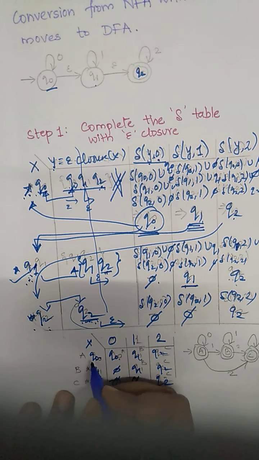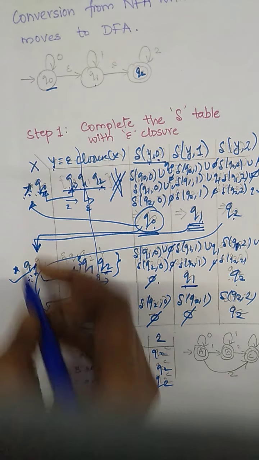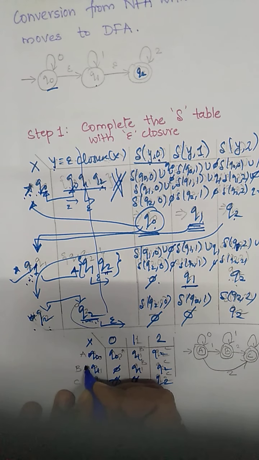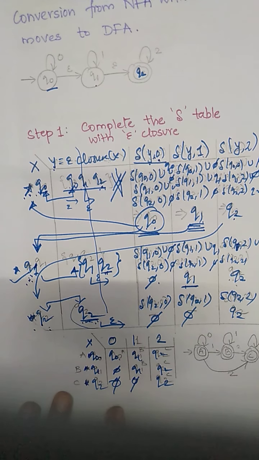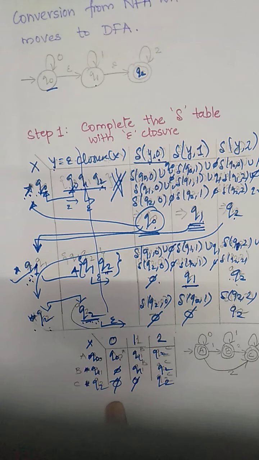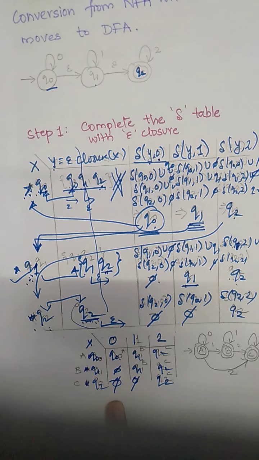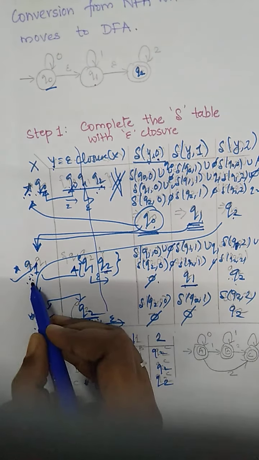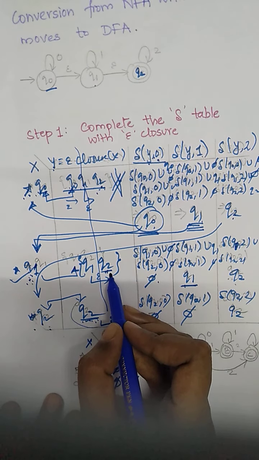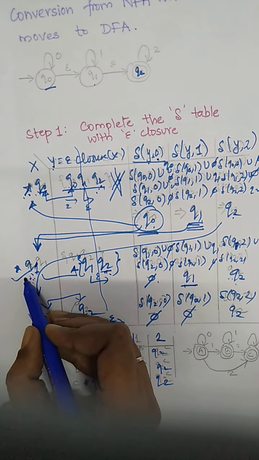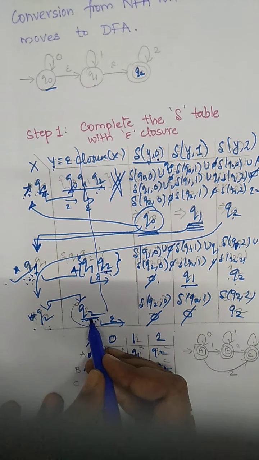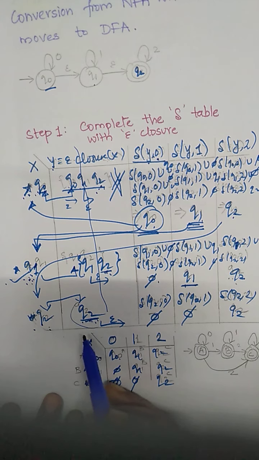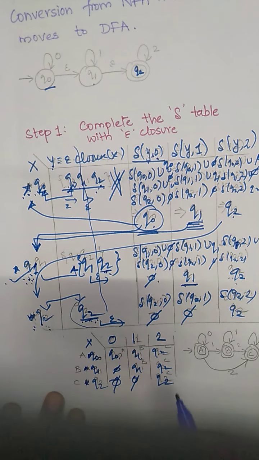What next? We have to mark the final state. So Q0 itself is a final state, Q1 is also a final state, Q2 is a final state. How have they become the final state? Because the epsilon closure of Q0 contains Q2, that is the final state. Epsilon closure of Q1 contains Q2, which is the final state. That's why Q1 will be marked as the final state. The epsilon closure of Q2 contains the final state. That's why Q2 will be marked as a final state.